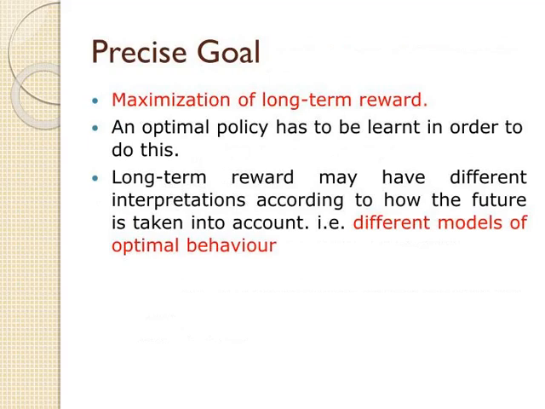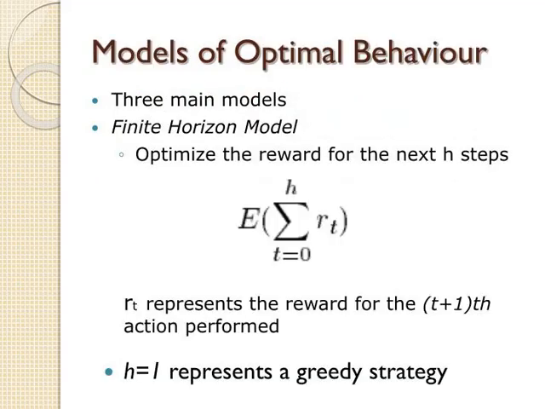Precise goal: maximization of long-term reward. An optimal policy has to be learned in order to do this. Long-term reward may have different interpretations according to how the future is taken into account, i.e. different models of optimal behavior. Models of optimal behavior, three main models. First, the finite horizon model: optimize the reward for the next h steps. r_t represents the reward for the t+1 action performed. h equals 1 represents a greedy strategy.